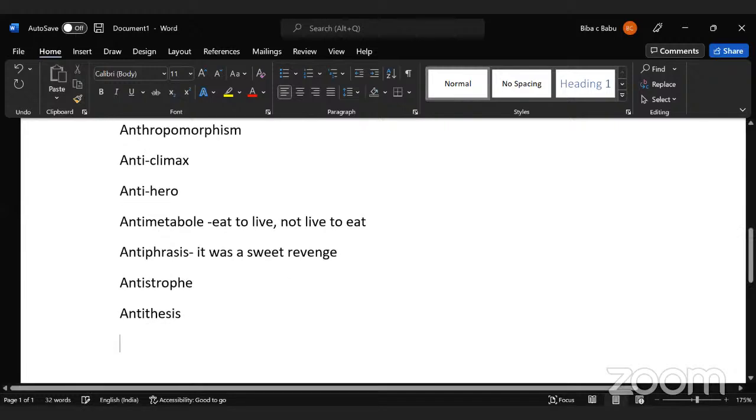antithesis. Antithesis is when two opposite ideas are put together in a sentence to achieve a contrasting effect. In order to achieve a contrasting effect, two opposite ideas are put together. Next is archaic or archaism.